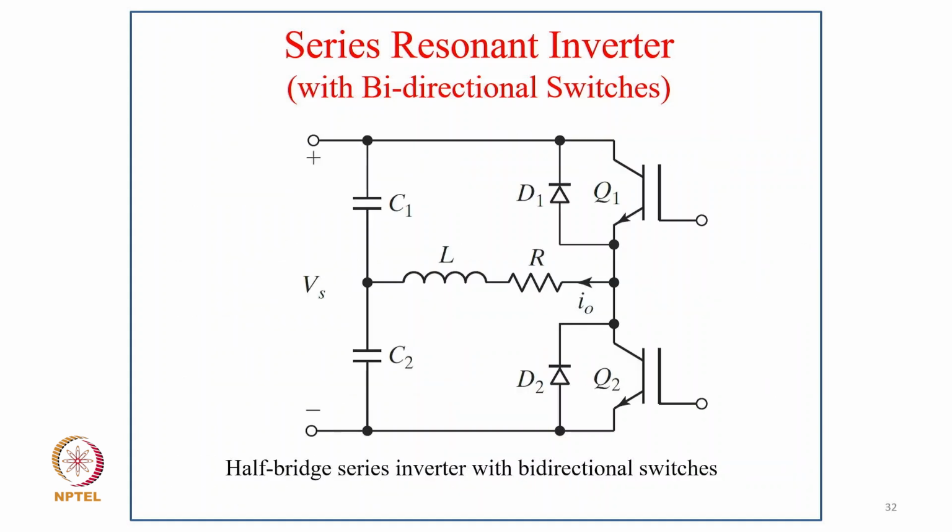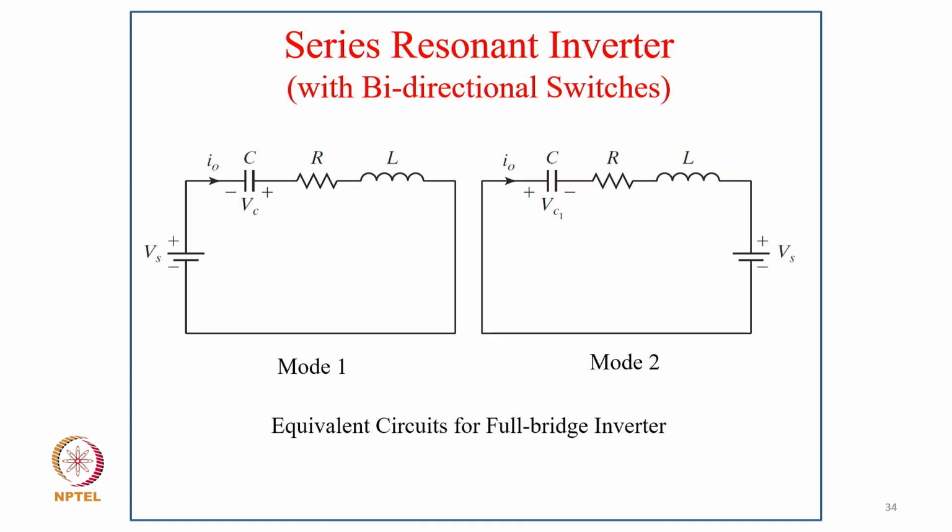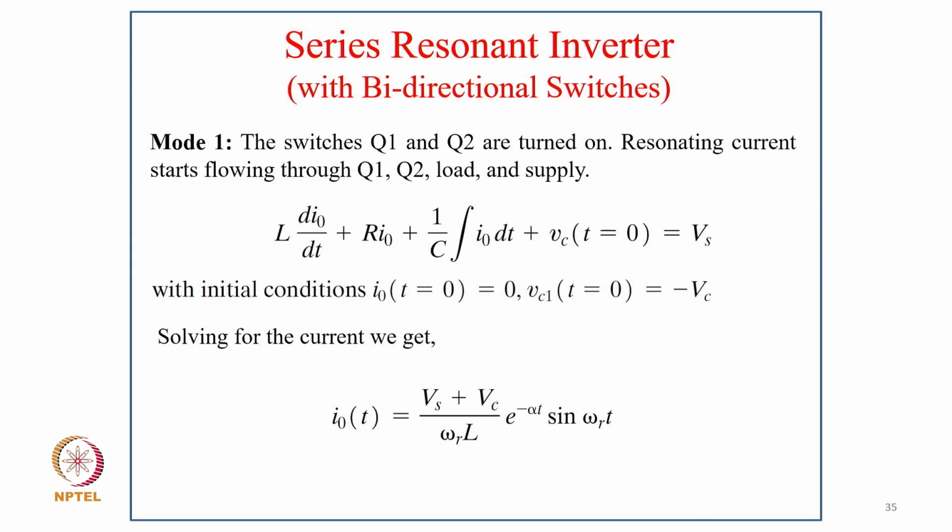The typical circuit with midpoint and L and R with the two devices is the half bridge series inverter with bidirectional switches, and then the full bridge series inverter with bidirectional switches. So you can just see the modes of the full bridge, and you have typically a series RLC circuit, and the current flows in two different ways here with bidirectional switches.